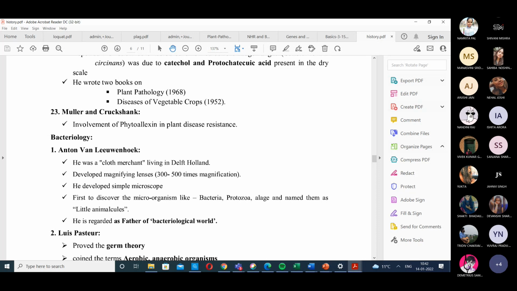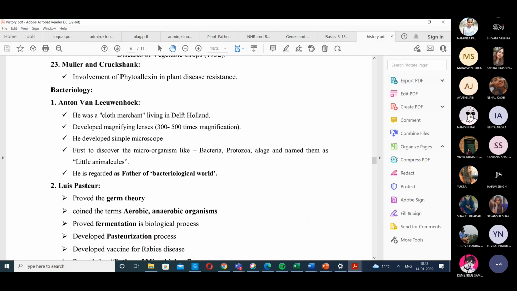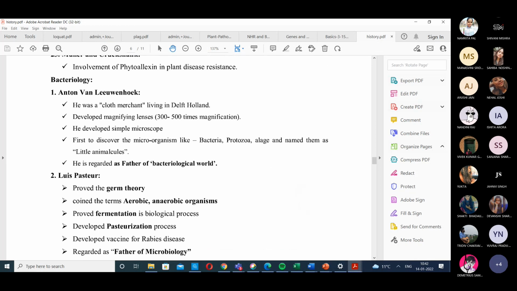So this was about the fungal history. If we talk about bacteriology, Anton van Leeuwenhoek was the person. He was a cloth merchant. He developed magnifying lenses. He developed a simple microscope. He was the first to discover bacteria, protozoa and algae and named them little animalcules. He is regarded as the father of the bacteriological world.